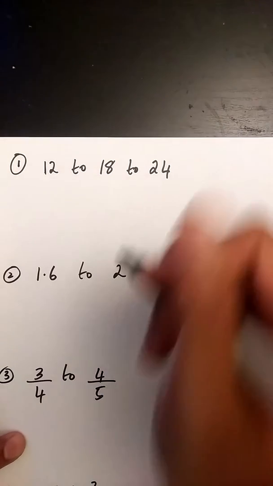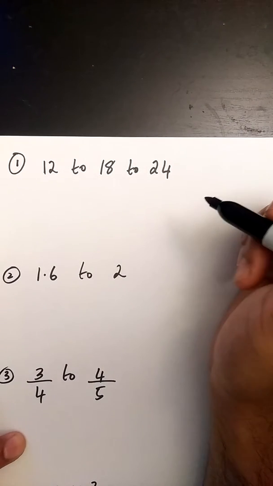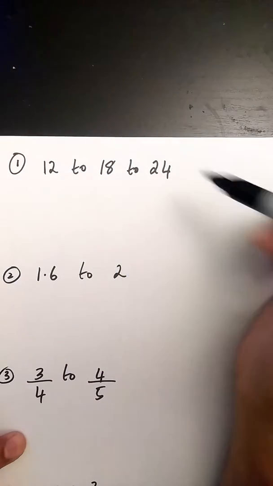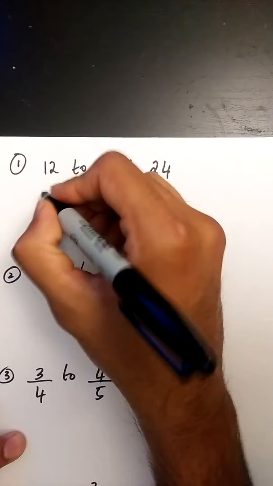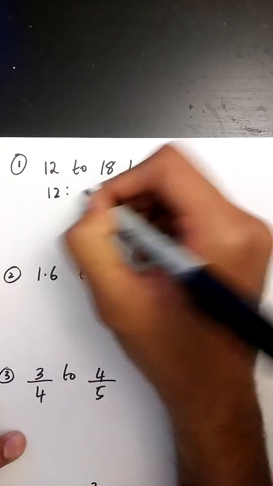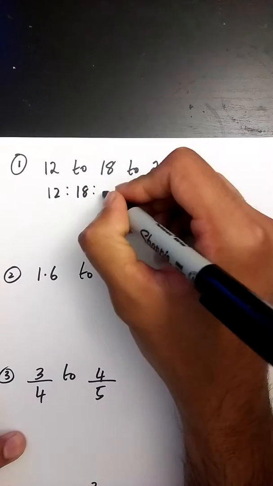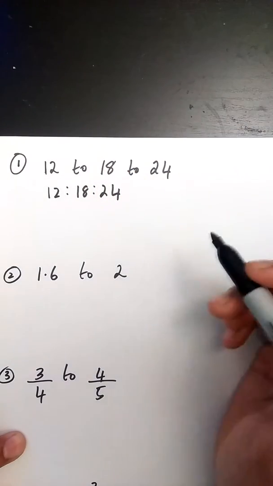Okay, so in this lesson, we're going to learn how to simplify ratios. This first question, we have three numbers that are all part of the ratio. So I'm going to start by writing as 12 is to 18 is to 24.